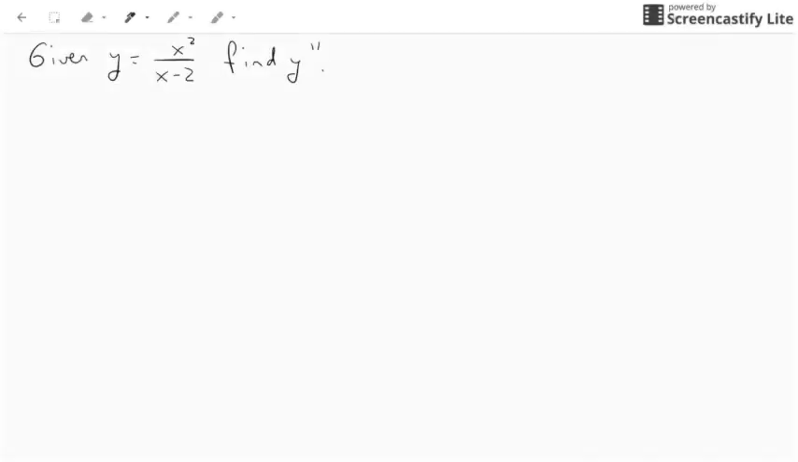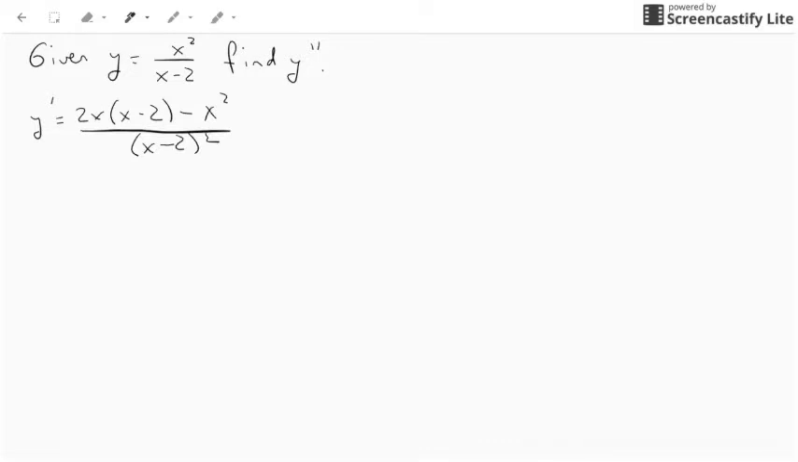Okay, so for our first example, we're going to say that y is equal to x squared over x minus 2, and we're going to find the second derivative. Okay, well, to do that, let's find the first derivative. So y primed is going to equal, and now what we're going to do here is use the quotient rule. So it'll be the derivative of the numerator, multiplied by the denominator, minus the derivative of the denominator, which in this case is just going to be 1, times the numerator, x squared, all over the denominator squared.